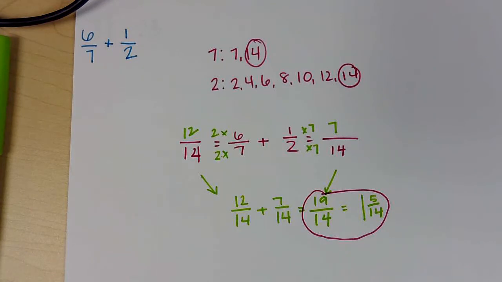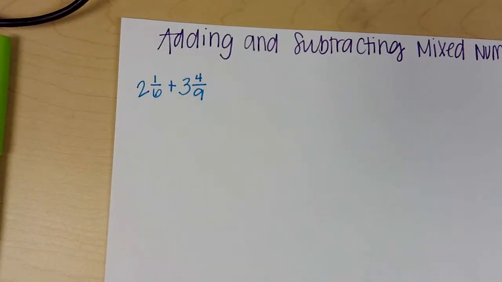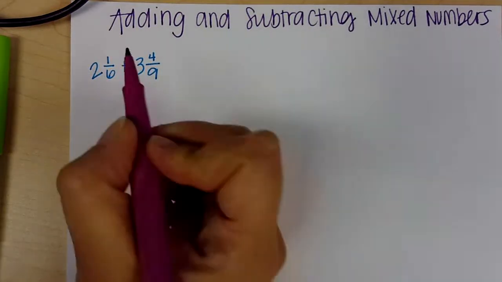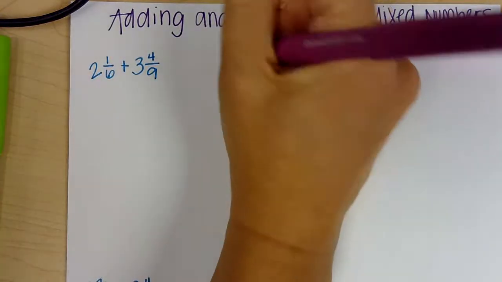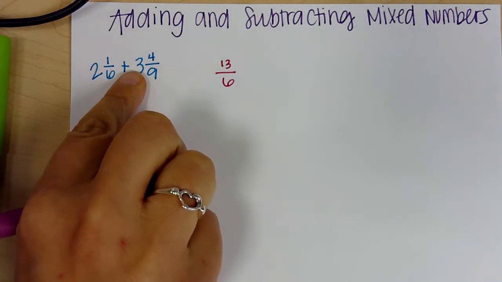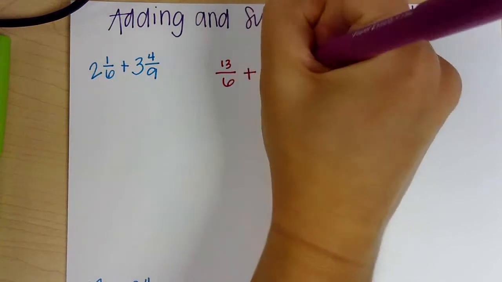All right. Let's go ahead and try a couple of mixed number examples. Let's start with 2 and 1/6 plus 3 and 4/9. Like I said before, we do not want to add or subtract those mixed numbers. We are going to convert them into improper fractions. So we've got 2 times 6 is 12 plus 1 is 13 sixths. And then we've got 9 times 3, which is 27, plus 4 is 31 ninths.